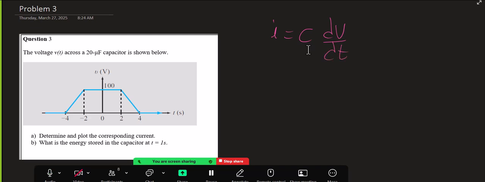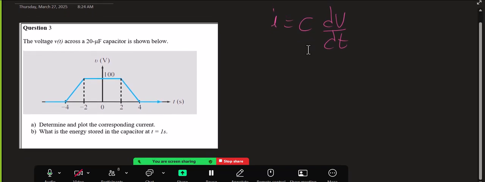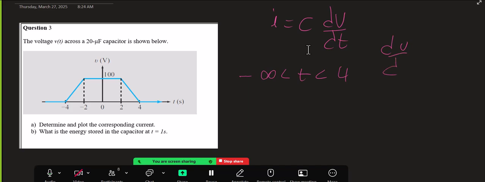And we know that the derivative is a slope. And so when I look at this graph, I want to find dV/dt. I'll find dV/dt on the different parts of my graph. So from negative infinity to negative 4, what is dV/dt? Zero. It's 0.